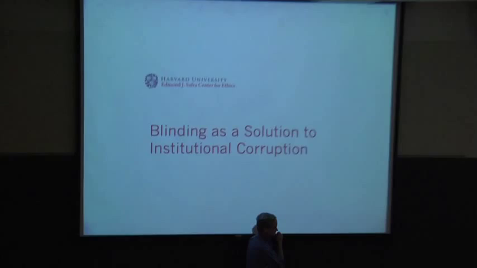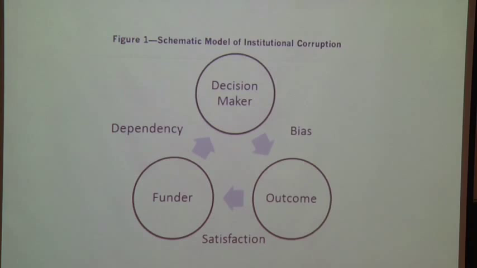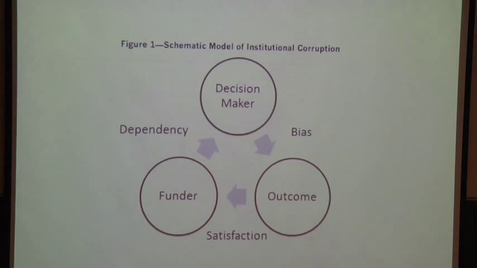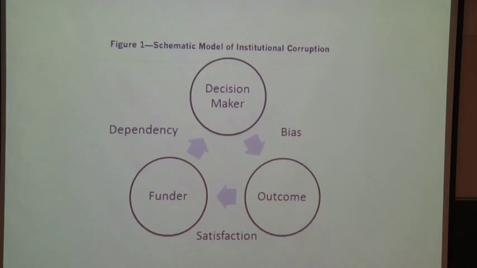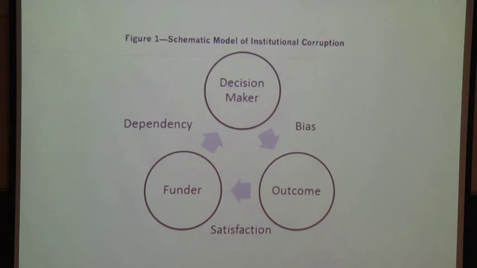And Chris had set up the institutional corruption problem a little bit differently from how I had modeled it. He says, what we've got here is a funder funding a decision maker. And that funder funding a decision maker creates a certain dependency. So this could be a pharmaceutical company funding a researcher. It could be a lawyer funding an expert witness in a trial. But that's a dependency. And the fear is that that dependency produces bias in the decision maker's work.